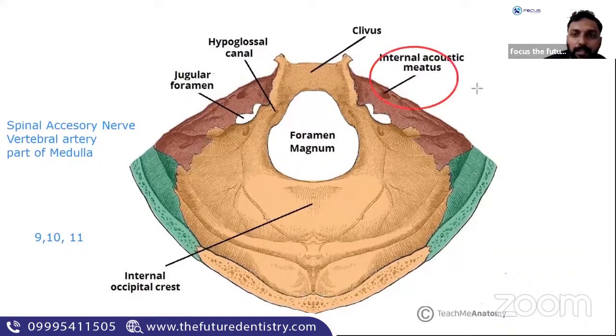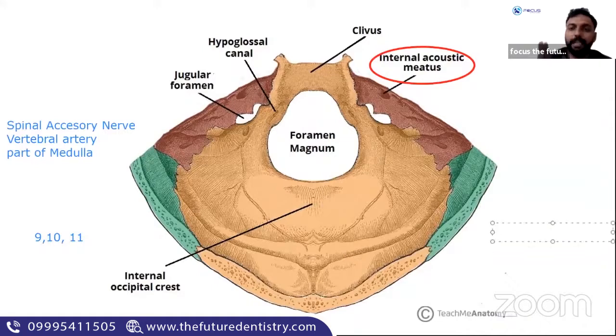Internal acoustic meatus. Okay, so there is a hole which is in the temporal bone. That itself is a question. In which bone is the internal acoustic meatus situated, or it is found in which bone? They may ask like that. So it is seen in the temporal bone. Now, what goes through the internal acoustic meatus? Any nerve you know? Tell me the nerve for hearing. Which nerve controls the hearing? Yes, the 8th cranial nerve.